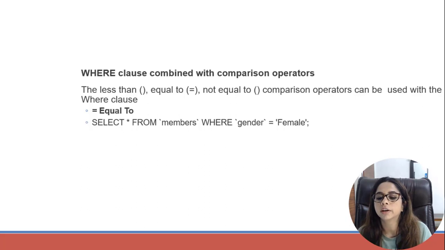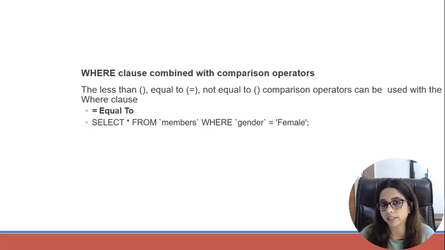Now there is greater than. If you want to know the data of the people who are drawing salaries higher than 90K, there are greater than, lesser than, greater than or equal to, and lesser than or equal to. Or if you want to know the gender of the people, select star from members where gender equals female.